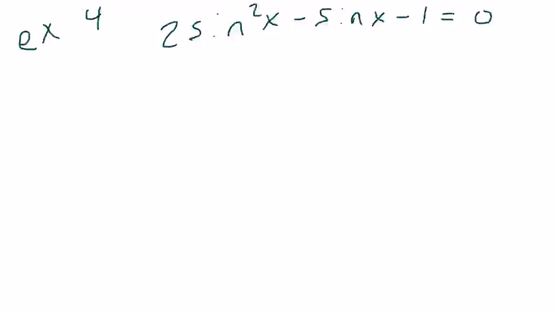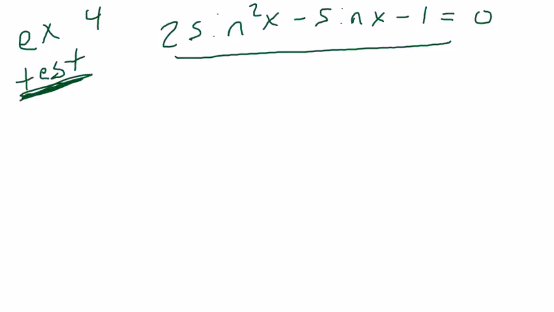Alright class, this is a great test type question. We're going to try and solve this equation: 2 sine squared minus sine minus 1 equals 0.